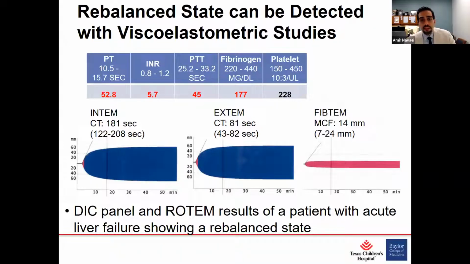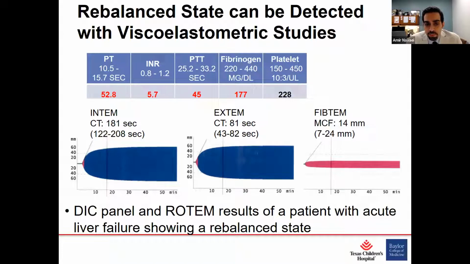And this is an example of a patient that we had in our institution, comparing the routine coagulation assays with the viscoelastometric assay, ROTEM, in the case of our institution. As you can see, this patient has a high INR of 5.7, the PTT is prolonged to 45, and the fibrinogen is slightly decreased to 177 milligrams per deciliter.